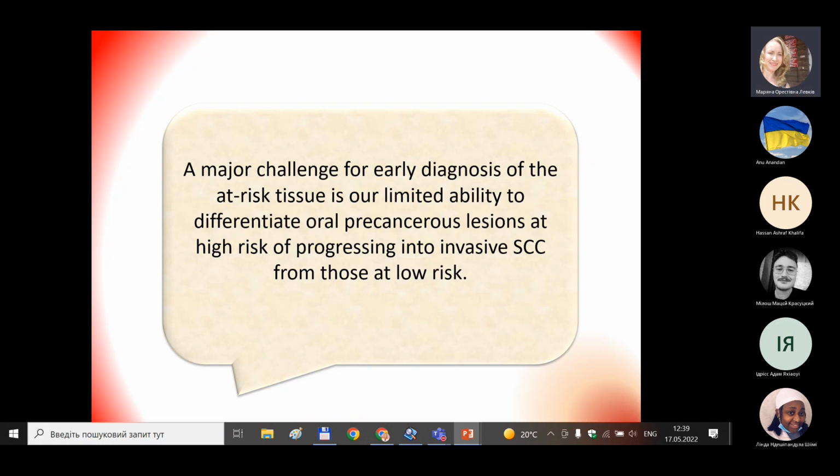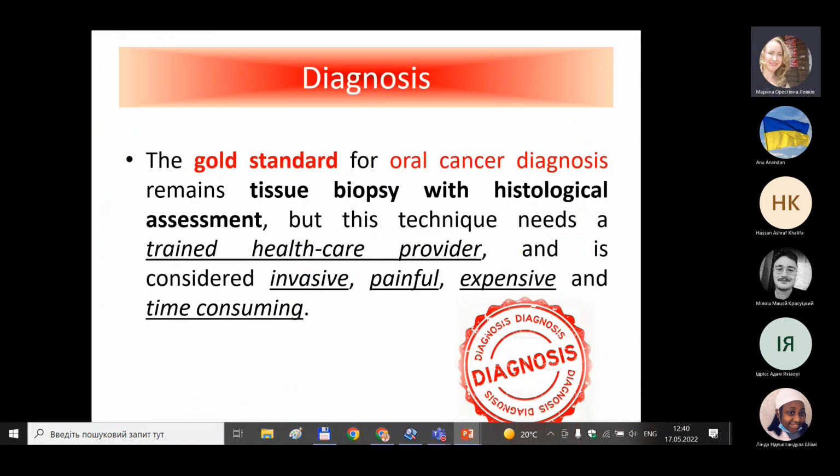A major challenge for early diagnosis of the at-risk tissue is our limited ability to differentiate oral precancerous lesions at high risk of progressing into invasive squamous cell carcinoma from those at low risk. The gold standard for oral cancer diagnosis remains tissue biopsy with histological assessment. But this technique needs a trained healthcare provider and is considered invasive, painful, expensive, and time-consuming.